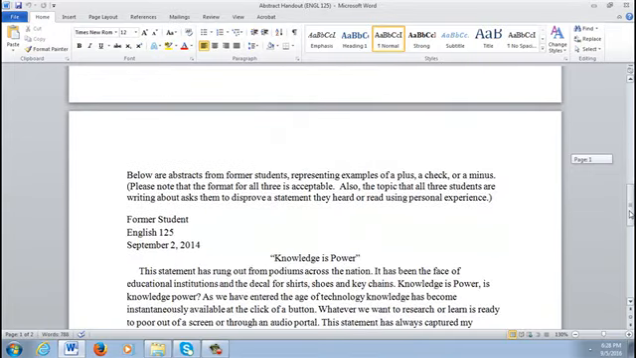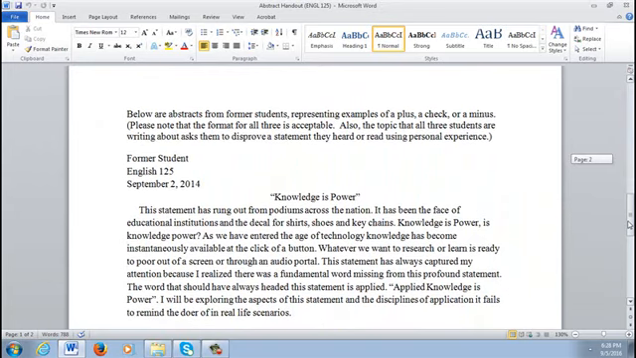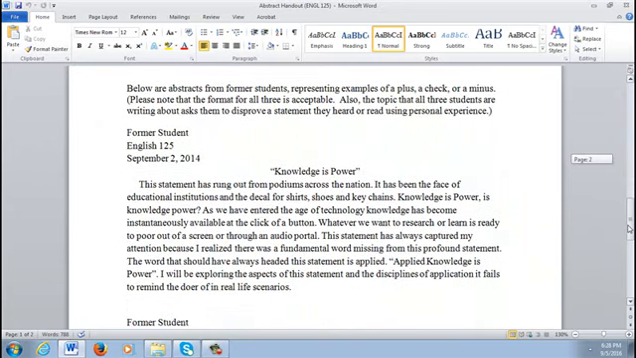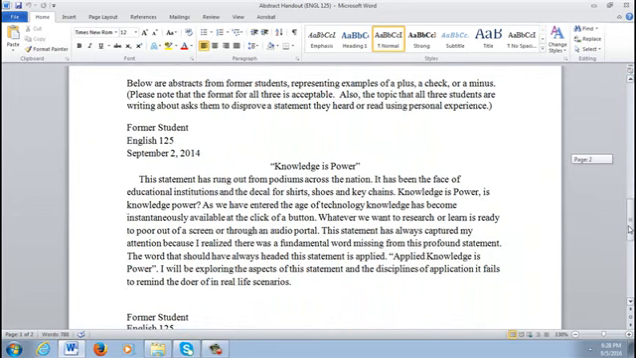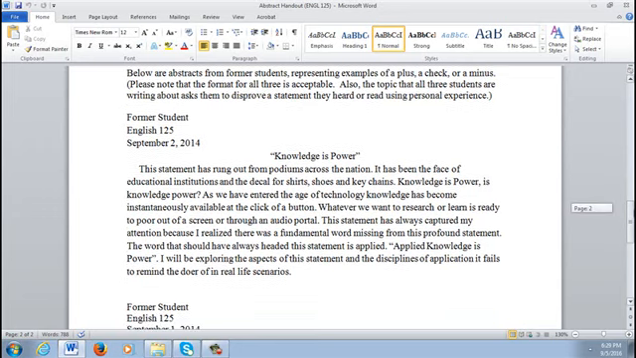And as mentioned on the second page, you see some examples from some past students. Nothing's been changed here, with the exception of making sure that all of them were single space, and also the names being removed. The format for any one of the three is acceptable. And you'll see at the top right here that the topic for all three of these, for what these students were writing, they're dealing with a topic that asks them to disprove a statement they had heard or read, and by using personal experience to do just that.